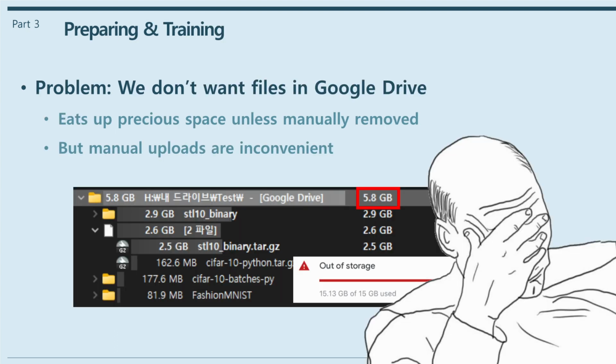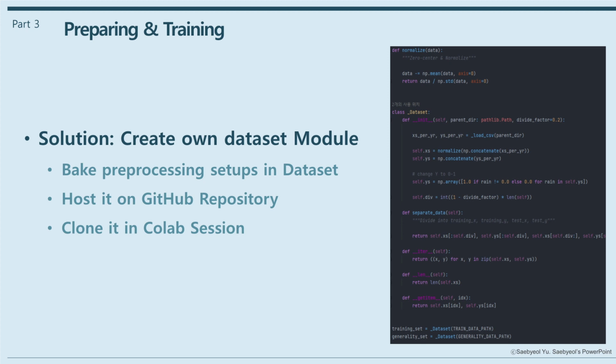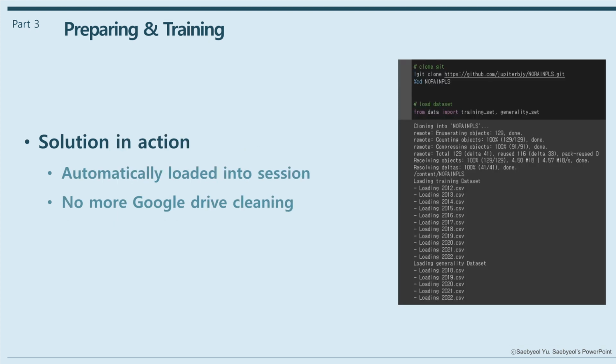We do not want files piling up in Google Drive, but we weren't diligent enough to clean it regularly. One trick we did was to modularize our datasets and clone them into the session via Git. First, we process our dataset and then push those into a GitHub repository. This way, we can easily import our pre-processed data with a simple git clone command in the Colab notebook file. Then Colab will clone the repository and import the dataset module we created. No more manual upload on every new session or piling up in Google Drive.